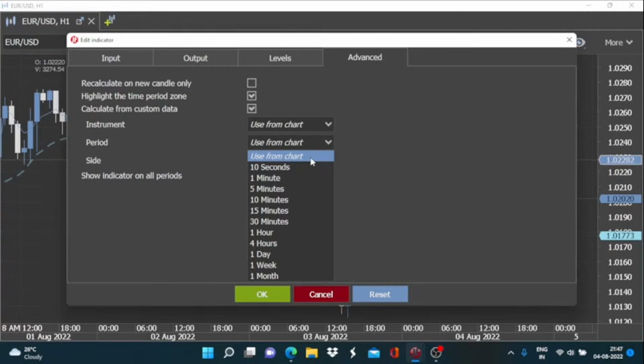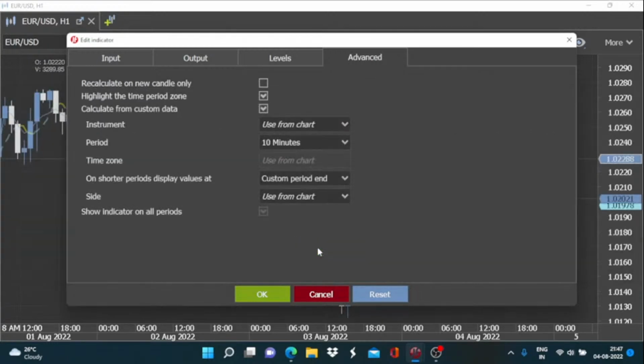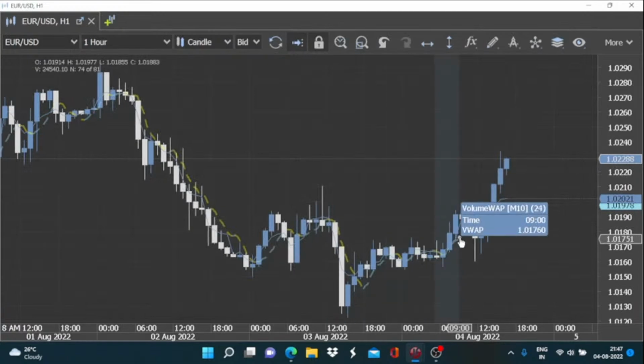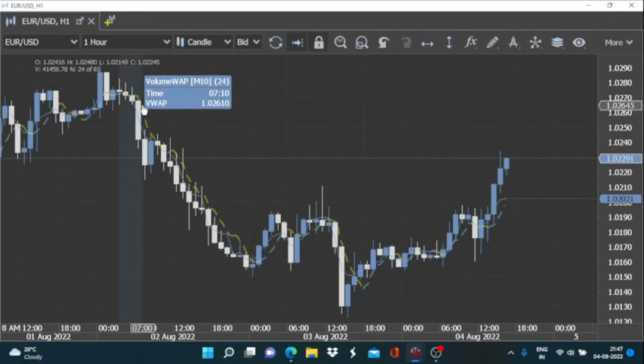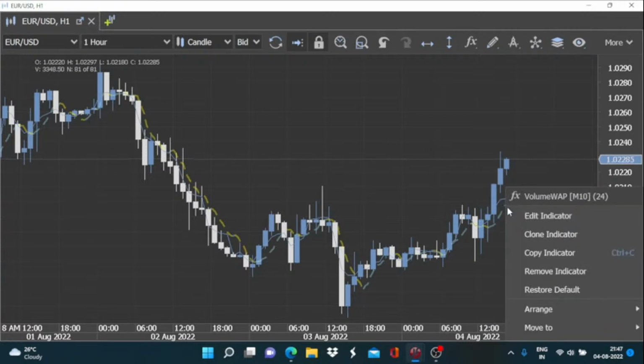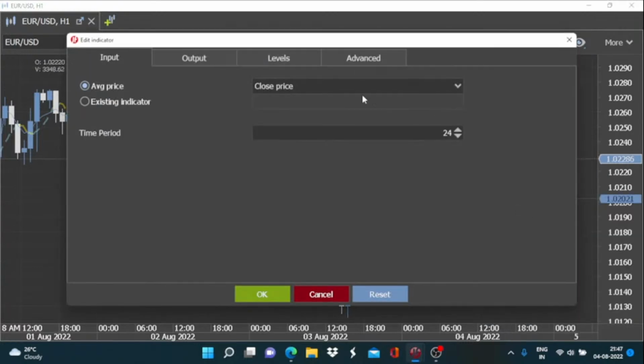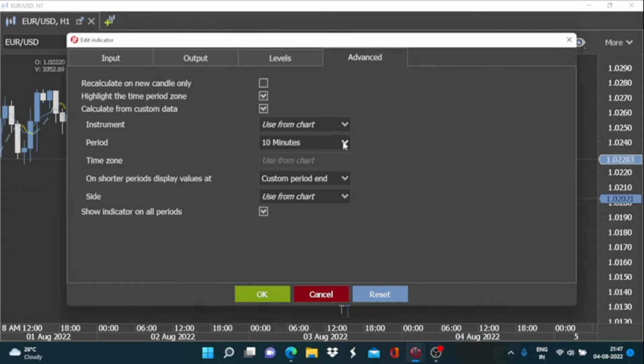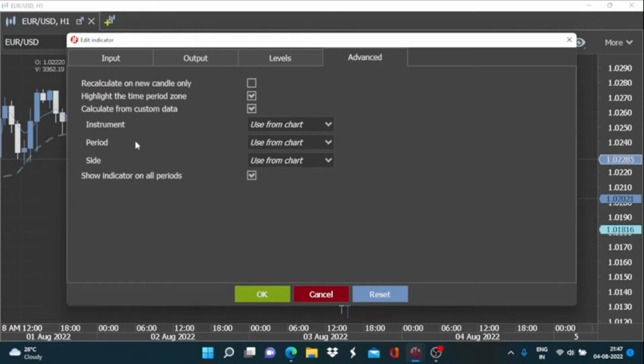But if we keep it fixed to, say, for example, 10 minutes, then whatever is the chart's current candle period, it will be calculated only from the 10 minutes candle period, and the value will be shown accordingly. All right. So I am now again opting back for use from the chart.